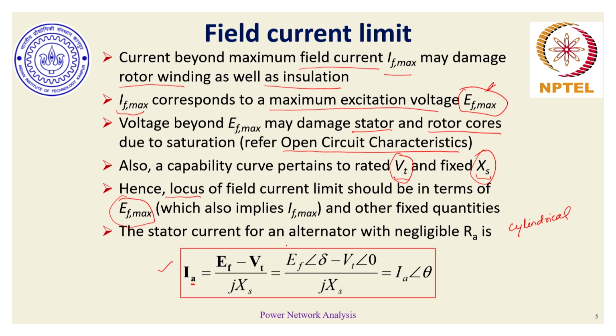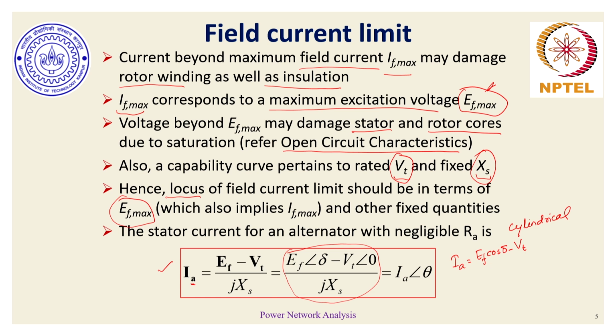So if we do that and focus on the term sitting over here, we will definitely have one real part as well as an imaginary part. The real part would be of the form EF cos delta minus Vt. Pardon me for the mistake in defining the real and imaginary part. Let's look at how this expansion looks.